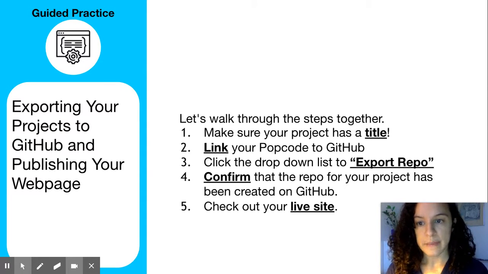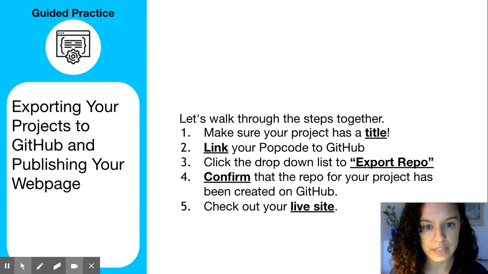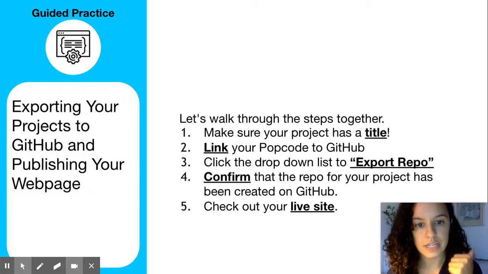Let's walk through the steps to export your projects to GitHub and publish your web page. So let's walk through the steps together. 1, you need to make sure your project has a title. 2, you have to link Popcode to GitHub. 3, you're going to drop down the list to export repo. 4, you'll confirm that the repo for your project has been created on GitHub. And then 5, you're going to check out your live site.